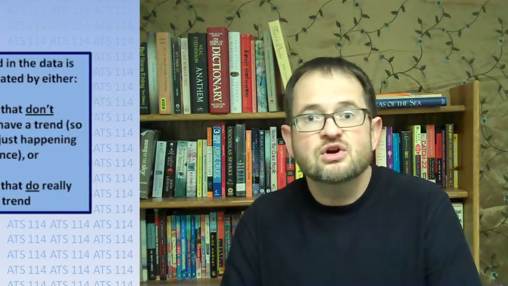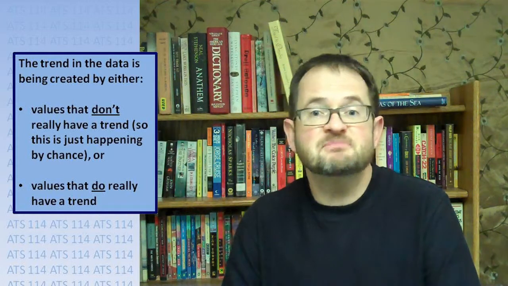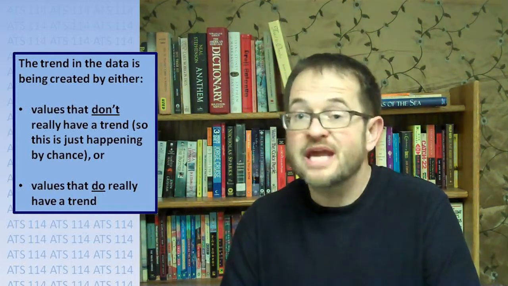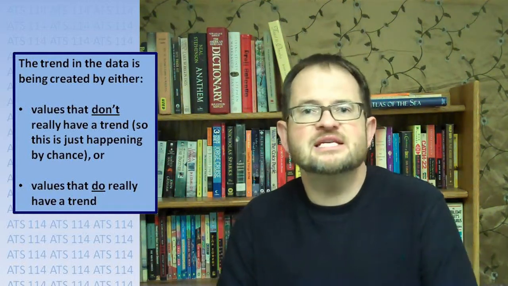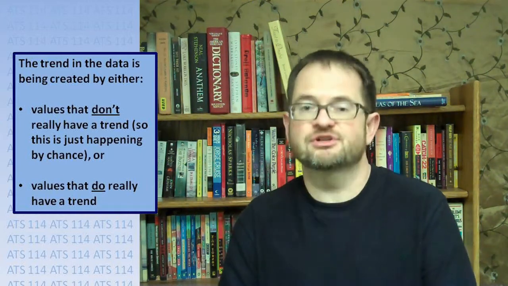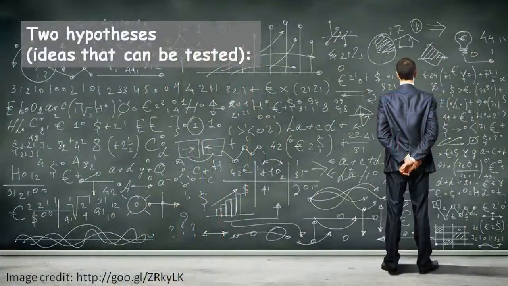Let's design a logical test to see if our value for b, the slope of the best fit line, is far enough from 0 that it is a significant result. The way I see it, we could say that either the trend in the data is being created by values that don't really have a trend, or the trend in the data is being created by values that do have a trend. Therefore, I would say that we have two hypotheses, two ideas that can be tested.